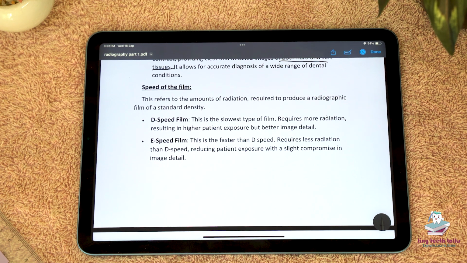D speed film. This is the slowest type of film, requiring more radiation, resulting in a higher patient exposure but better image detail. Then E speed film. This is faster than D speed, requiring less radiation than D speed and reducing patient exposure with a slight compromise in the image detail.